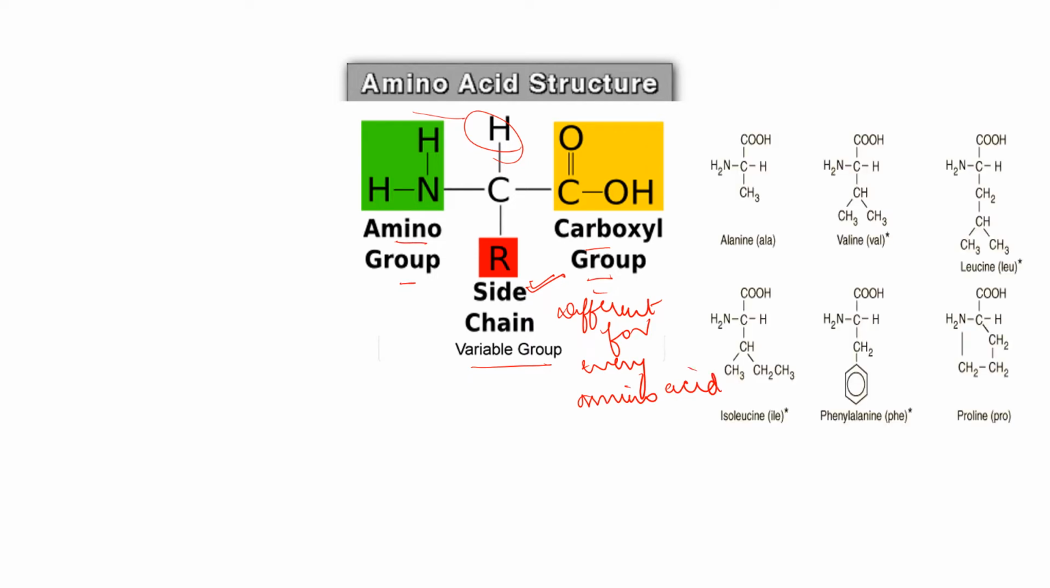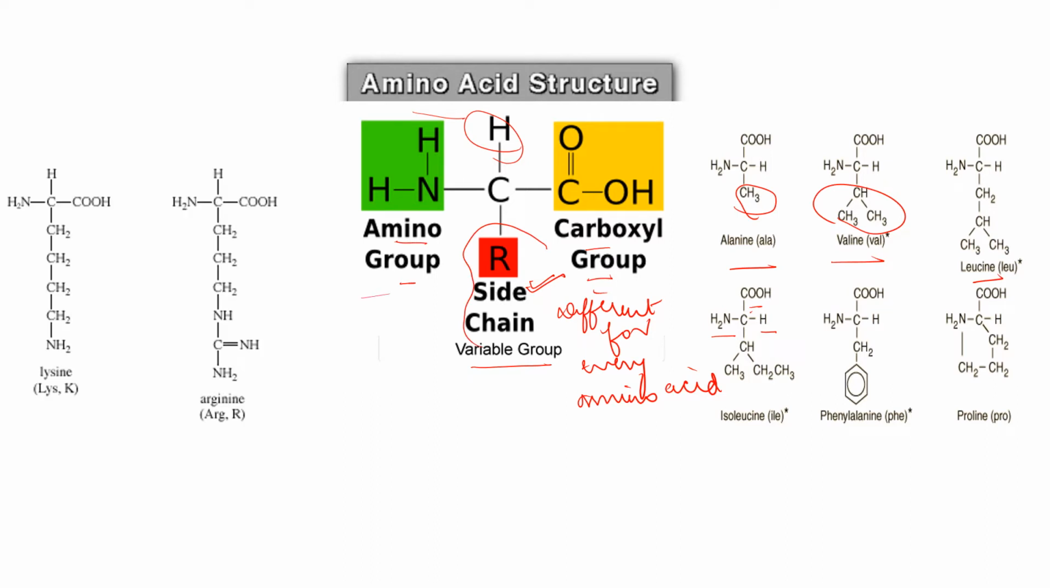For example, alanine has a CH3 group, valine has a different one, and leucine and isoleucine also have different kinds of R chains. The rest of the structure, COOH, NH2 and H, is the same, but this R structure is different, and it is responsible for the different types of amino acids. Likewise, here you can also see the lysine structure and the arginine structure. Lysine has a long chain plus an additional group, similar to arginine. So let's get started with the first trick.